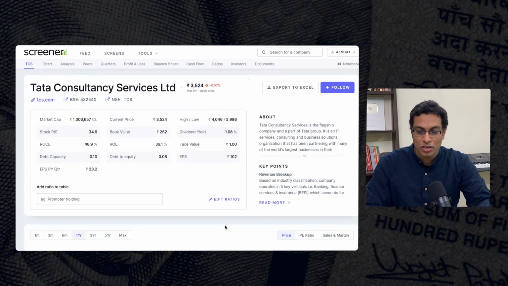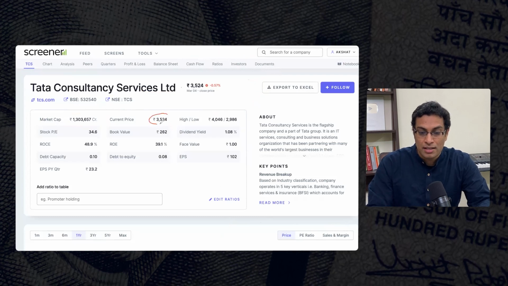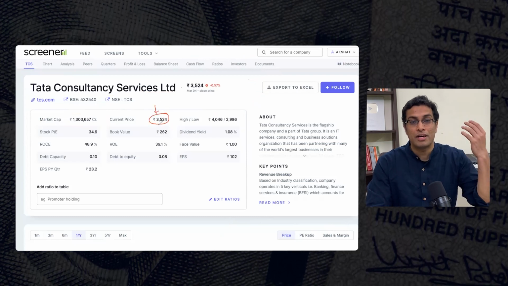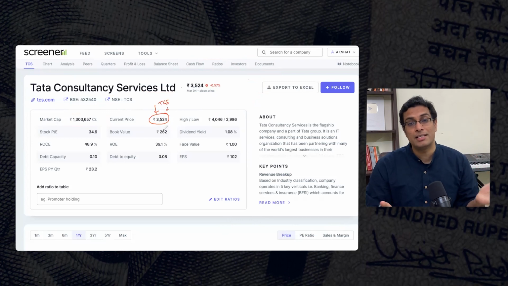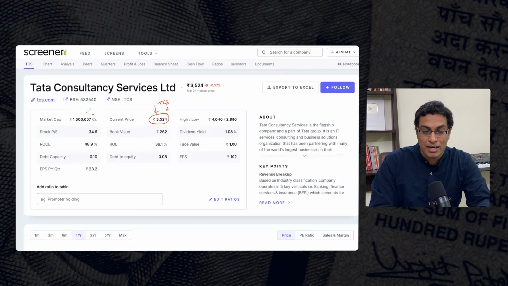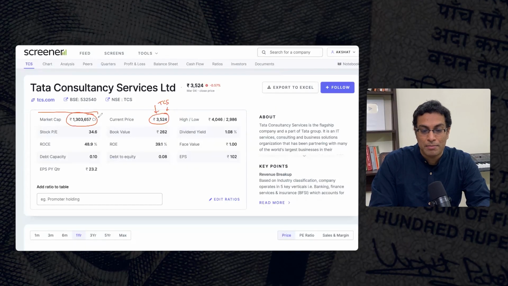Which brings us to a related concept. Sometimes you might have seen that some stocks are trading at 3524. So TCS is at this level. Sometimes you will see ITC trading at 220, which is much, much inexpensive in absolute terms compared to TCS. Sometimes you will see companies like MRF trading at 70,000 rupees per stock. So does it mean that MRF is a bigger company, or TCS, or ITC? Can you identify that? The answer is no, because the size of the company is represented by the market capitalization.